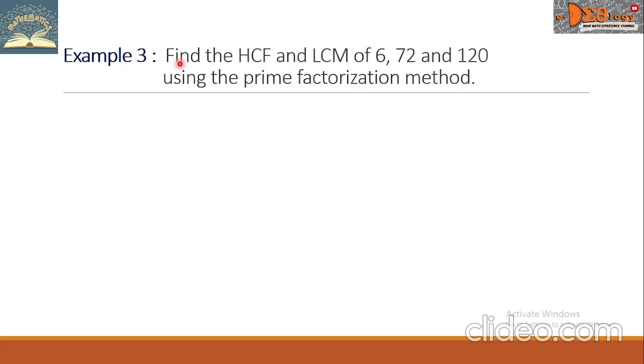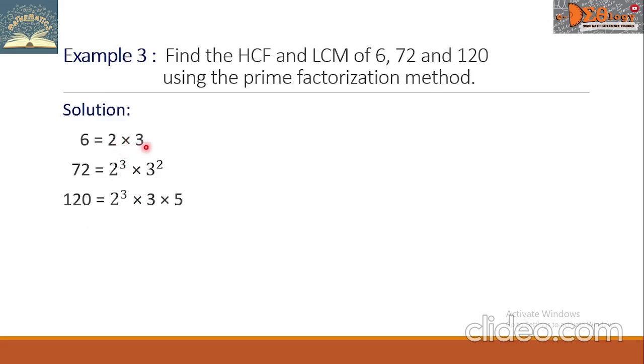Example 3. Find the HCF and LCM of the numbers 6, 72, and 120 using the prime factorization method. We write the three numbers in here. Then we write the corresponding prime factors. For number 6, we have 2 times 3. For 72, we write 2 cubed times 3 squared. For 120, the answer is 2 cubed times 3 times 5.